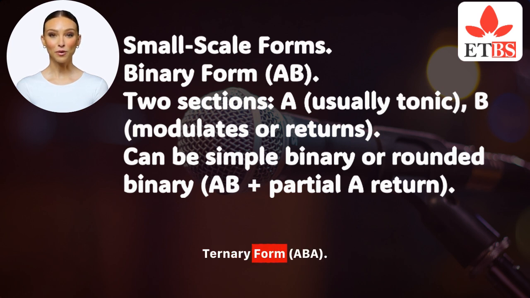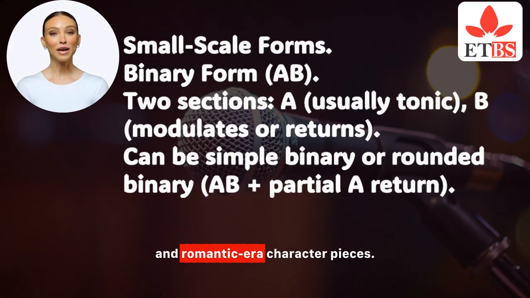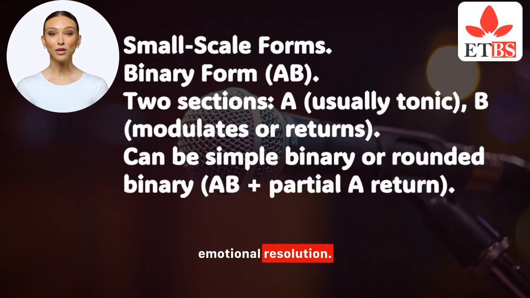B. Ternary form, A-B-A. A complete return to the initial section. Found in arias, minuets, and Romantic-era character pieces. Allows thematic symmetry and emotional resolution. C. Through-composed, A-B-C. New material throughout with no repetition. Ideal for narrative or dramatic works, e.g., art songs, film music.